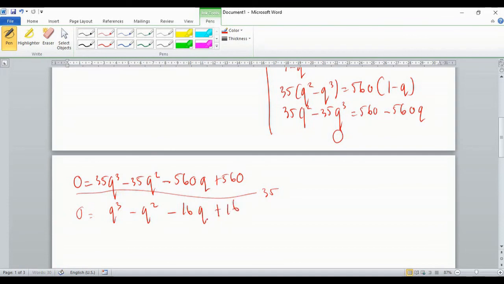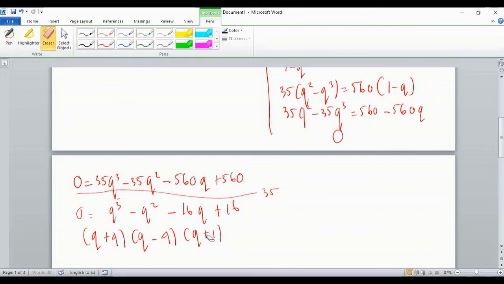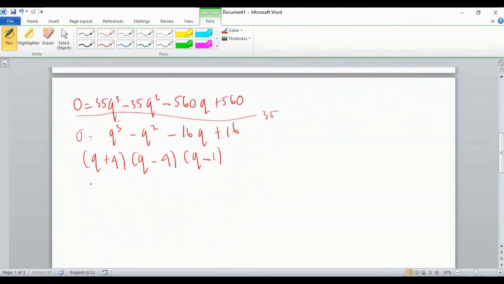So from here, you need to factorize by the power of 3. So k plus 4, k minus 4, and then k plus 1, everyone. Oh, no, sorry, k minus 1, everyone. So from here we get the ratio. k is equal to minus 4, or k equals 4, or k is equal to 1.